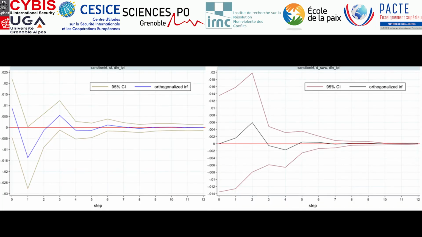On the left side, the new sanction index, and on the right side, the previous sanction index. As you can see, what is quite important is the 95% confidence interval. And as you can see on the right side with the previous sanction index, this confidence interval is quite large, while on the left side it's slightly improved and gets better. This is important because the confidence interval is witnessing the statistical significance of our model.